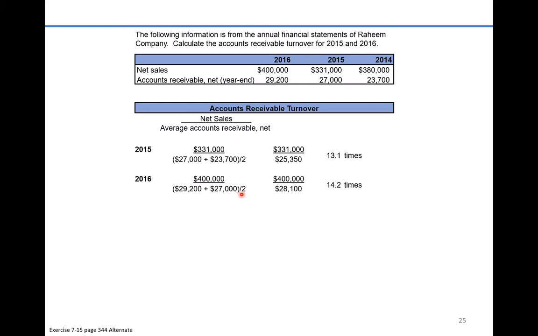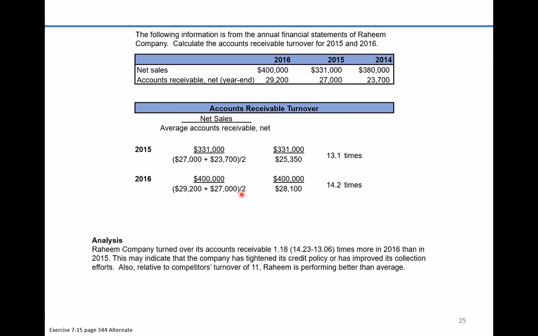Let's take a look at the analysis notes for Rahim Company. It says Rahim Company turned its receivables 1.08 times faster in 2016 than in 2015. This may indicate that the company has tightened its credit policies or has improved its collections efforts. Also, relative to competitors, the turnover is 11. Rahim is performing much better than their competitors. Competitors are flipping the asset called receivables 11 times per year, while Rahim is doing that 14.2 times per year.